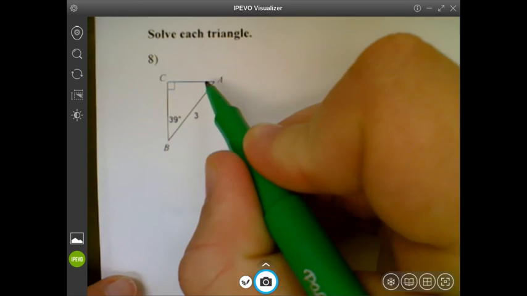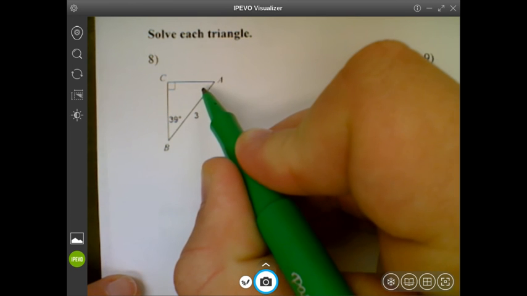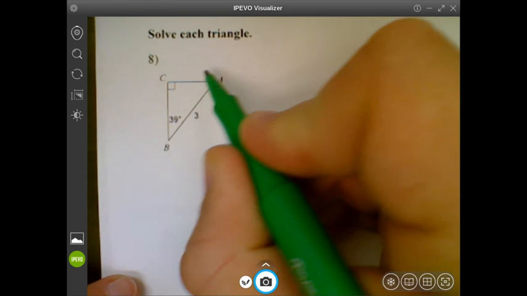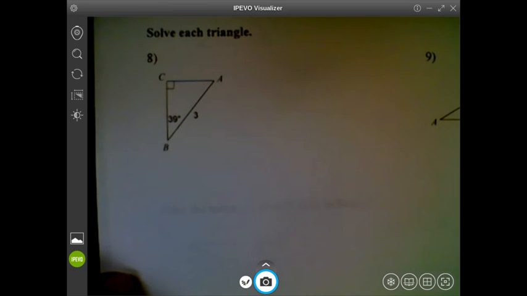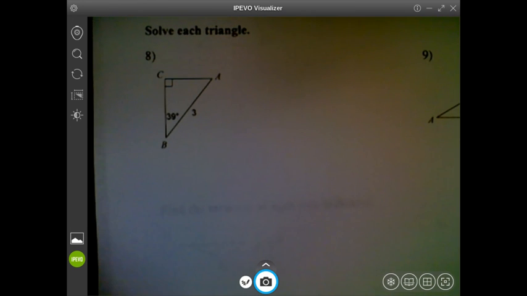The first thing I noticed is I'm missing this angle here, angle A, and then I'm missing this side, CA, and then I'm missing this side, CB. You can solve them in any order that you want. It does not matter. There's probably like 80 million different ways you could go about solving this in different orders, using different trig functions, completely up to you.